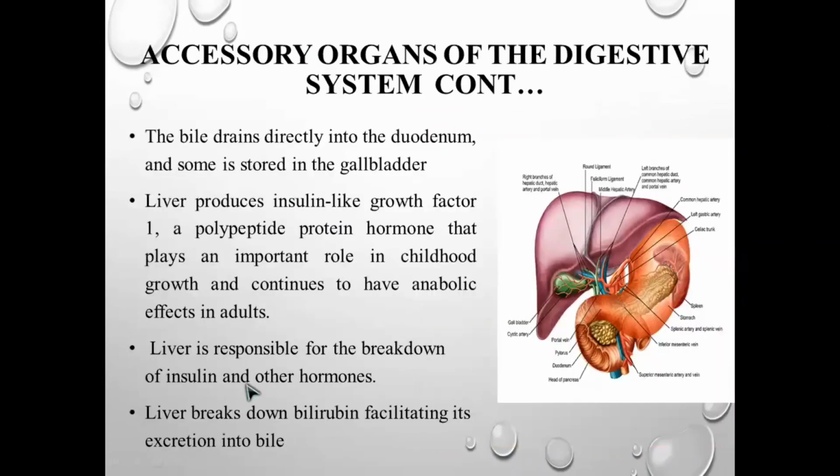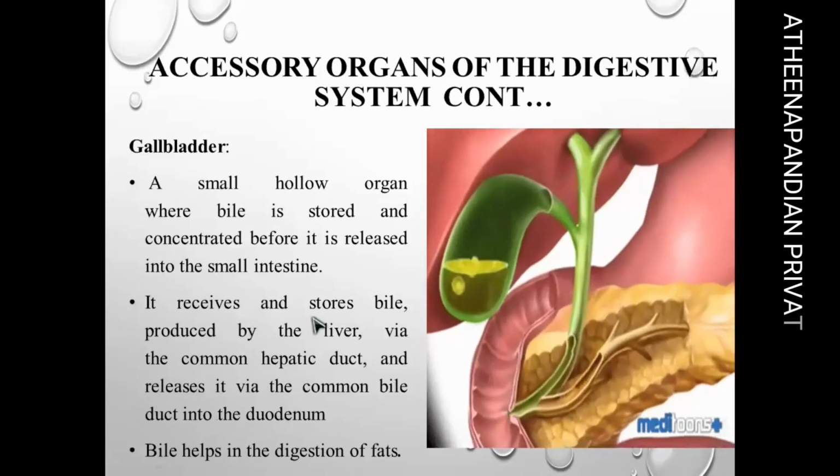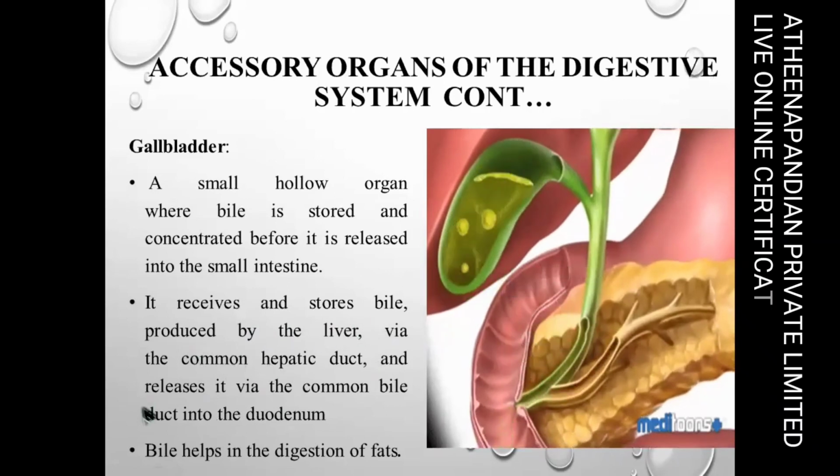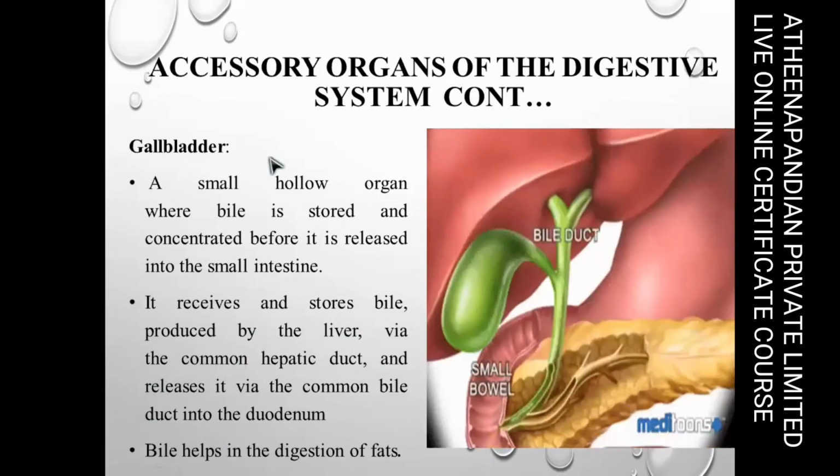You can see the shape of the duodenum is not directly connected to the small intestine. It has a curve, because here the food particles will be moving slowly. Why? Because the bile will get mixed with the food particles and emulsification takes place. The movement of the particles will be slow when compared to other parts. The gallbladder receives and stores the bile produced by the liver via the common hepatic duct and releases it via the common bile duct into the duodenum.